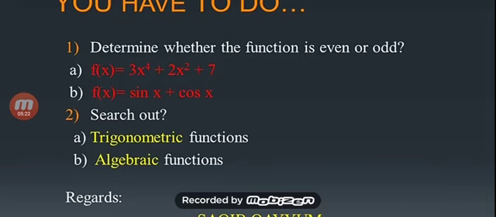And the second question for your homework is to search out trigonometric functions and algebraic functions. You have to search out on internet or from your textbook about definitions and types of these two functions with examples. Okay, good luck.